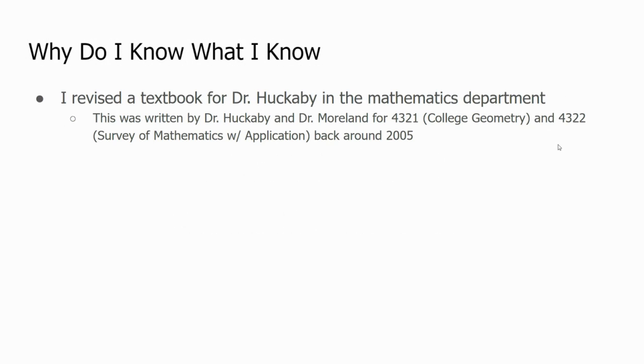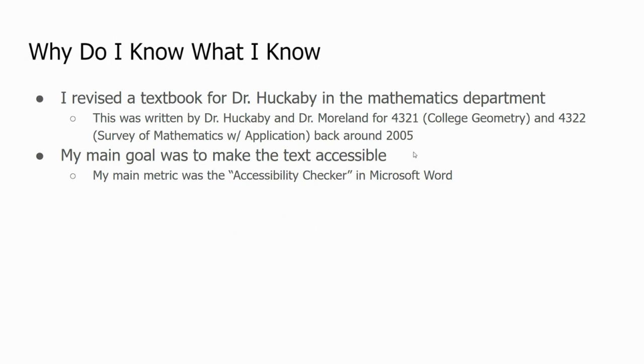This is written by him and Dr. Moreland, who was a former professor. And this textbook is typically used in 4321, which is college geometry, and 4322, which is survey of mathematics with application, which is an education-centered course, and it was written back in 2005. So about 17 years ago, so it was a bit old. My main goal was to convert this text into an accessible and updated format. My main metric was the accessibility checker in Microsoft Word, which we'll talk a bit more in depth later.